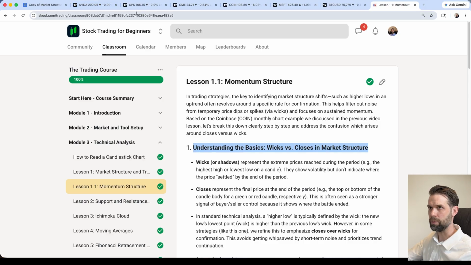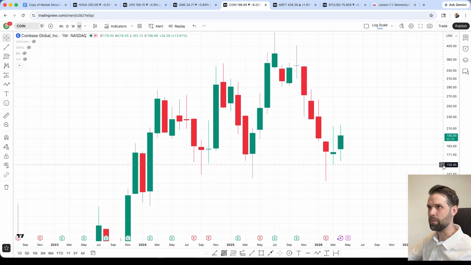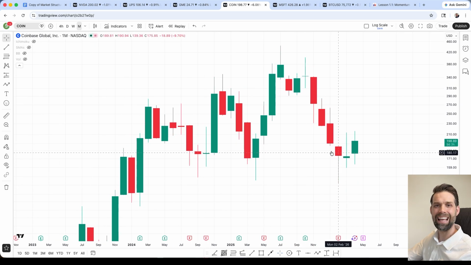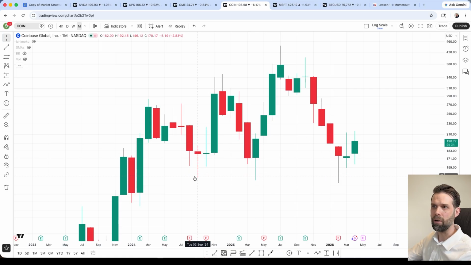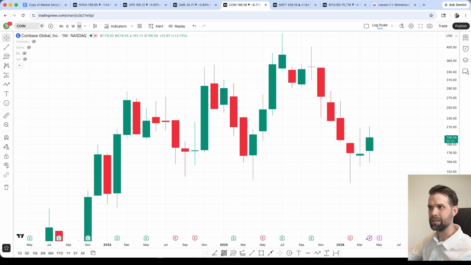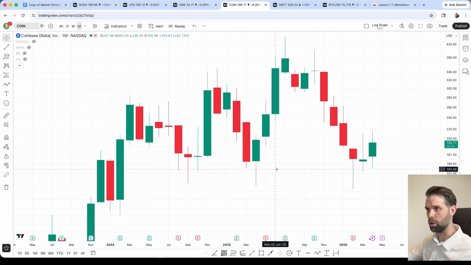But the important part that I want to talk about is for market structure, where the present day candles close in relation to the prior lows of the wicks is really what matters for telling us if we've made a higher high, a higher low, or lower high.